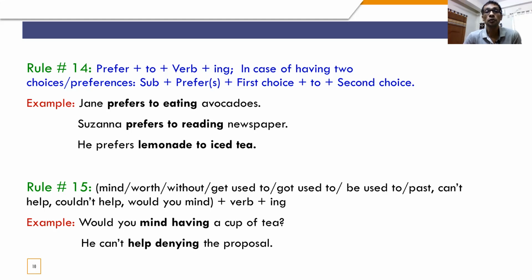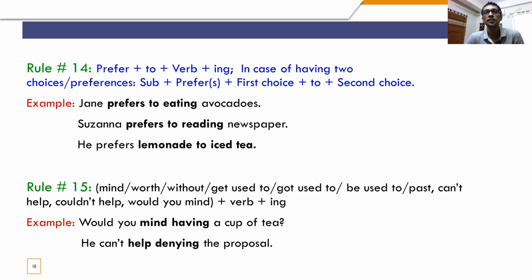So remember, when you use prefer, it must be followed by to, but there is no infinitive after that. There is a participle, like eating and reading. He prefers lemonade to iced tea. So the last example means there are two preferences, lemonade and iced tea. The subject or the narrator prefers lemonade to iced tea. So a sentence like this: he prefers lemonade to iced tea.